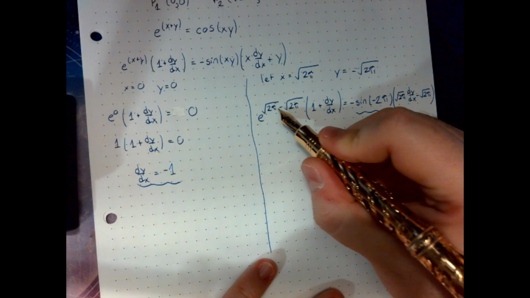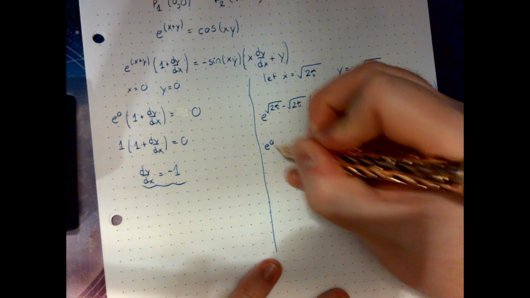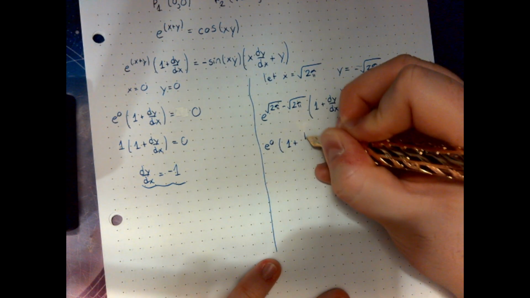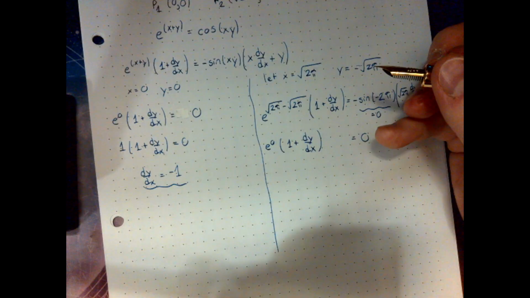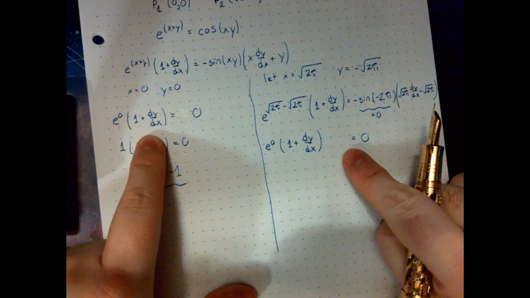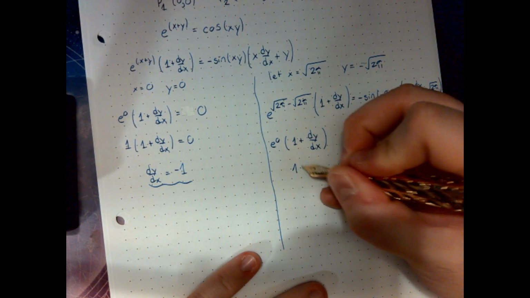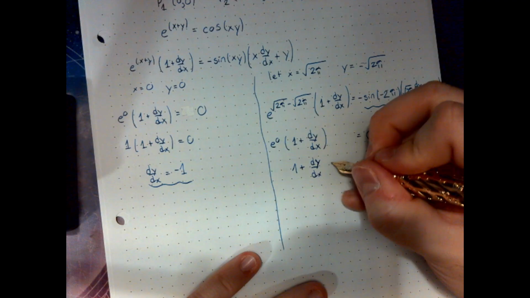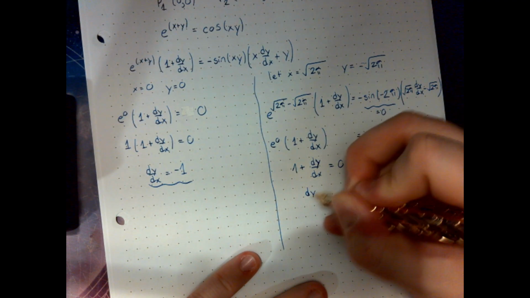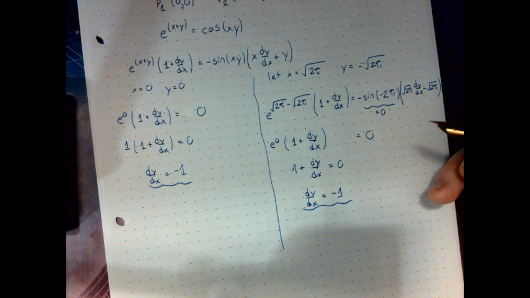Now I just have to solve this. Positive root of 2 pi minus root of 2 pi is 0, so this will be e to the 0 times 1 plus dy/dx. We still have a little more algebraic justification to go, but the equations already match, so we know they're going to be equivalent. So I get 1 plus dy/dx equals 0, and dy/dx is equal to negative 1. So we have a common tangent.